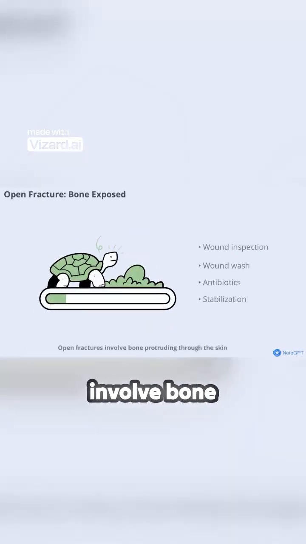Open fractures involve bone protruding through the skin, often after road accidents or falls. These injuries are at high risk for infection. Examination includes assessing wound size and contamination.